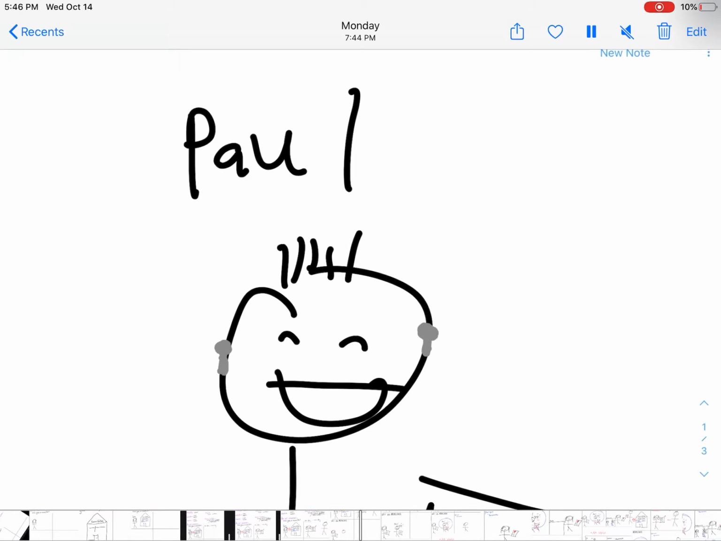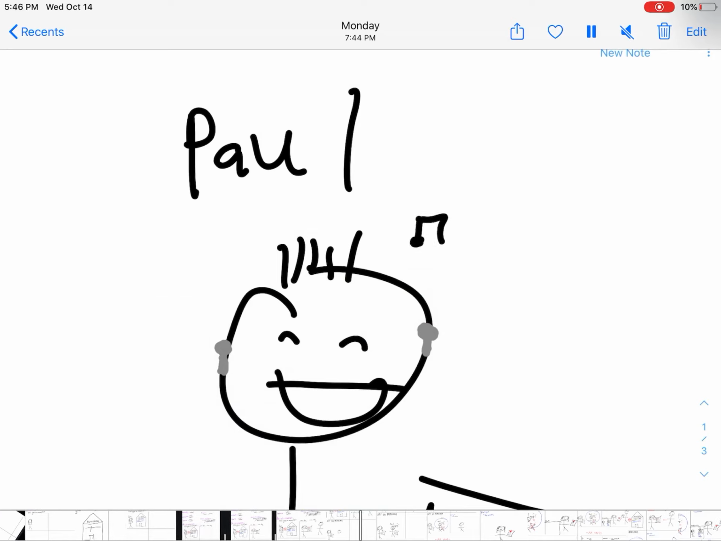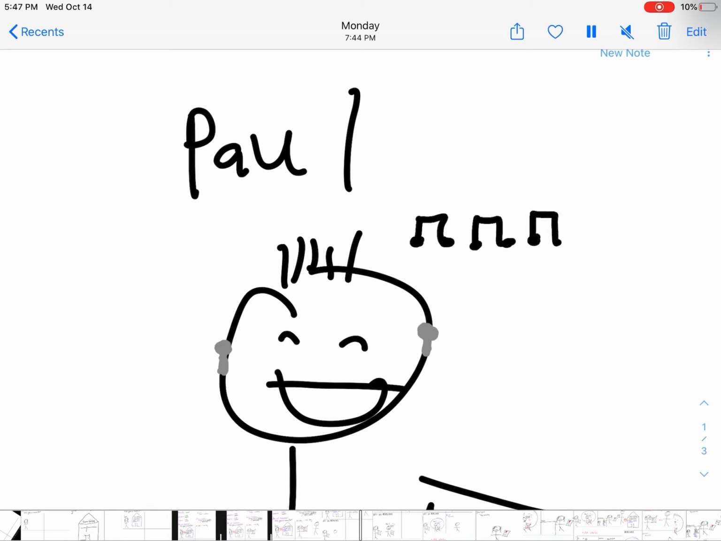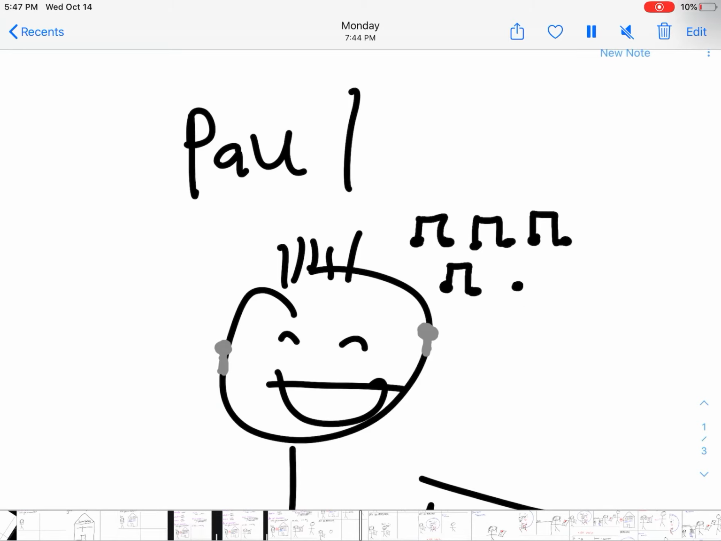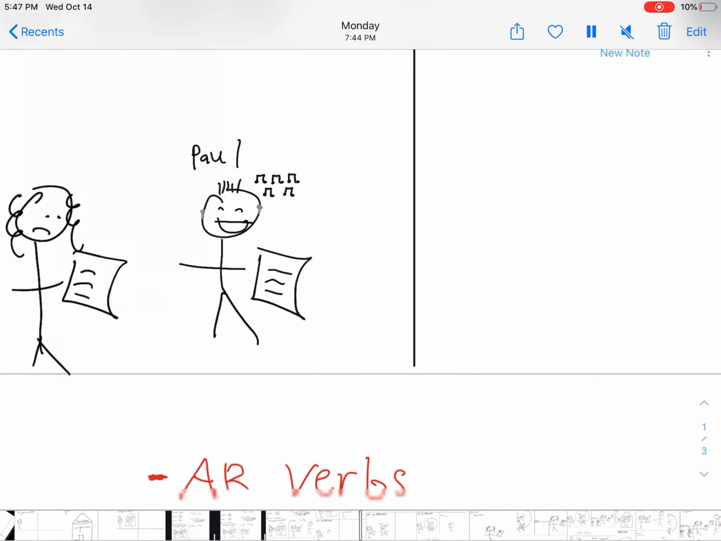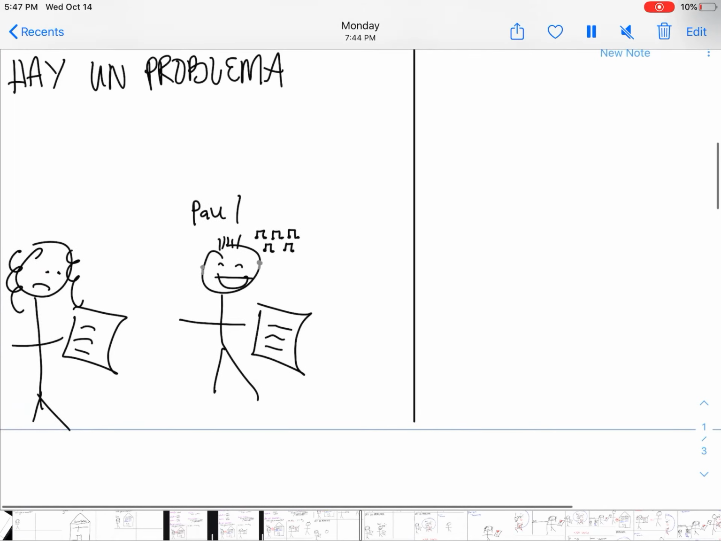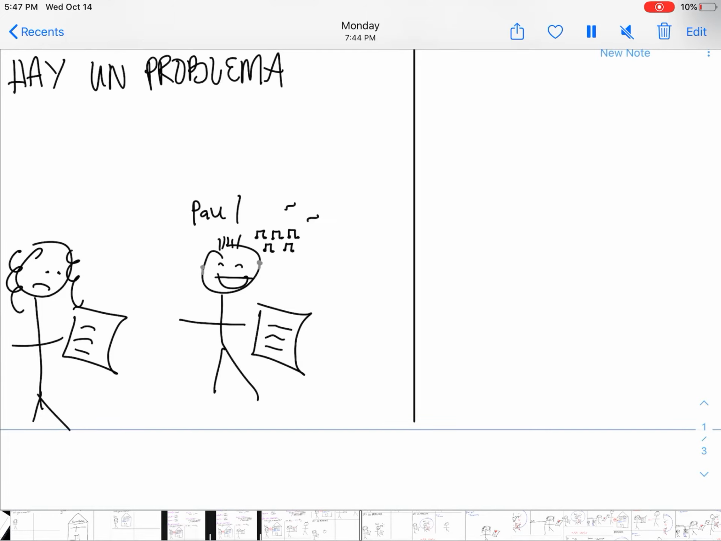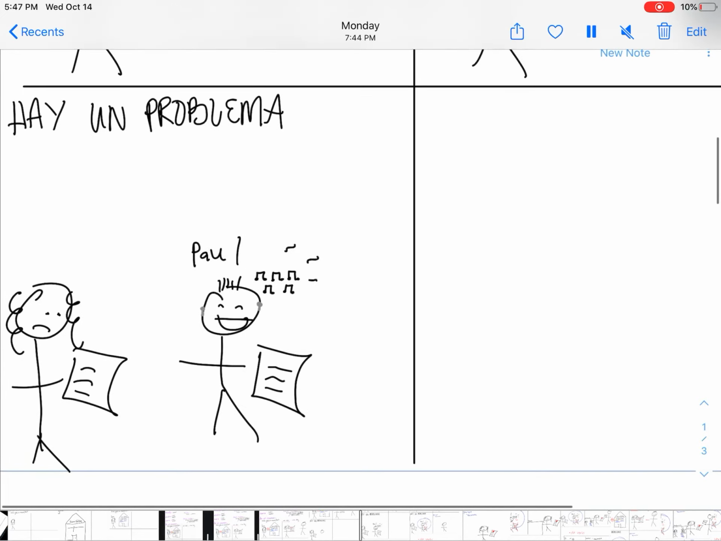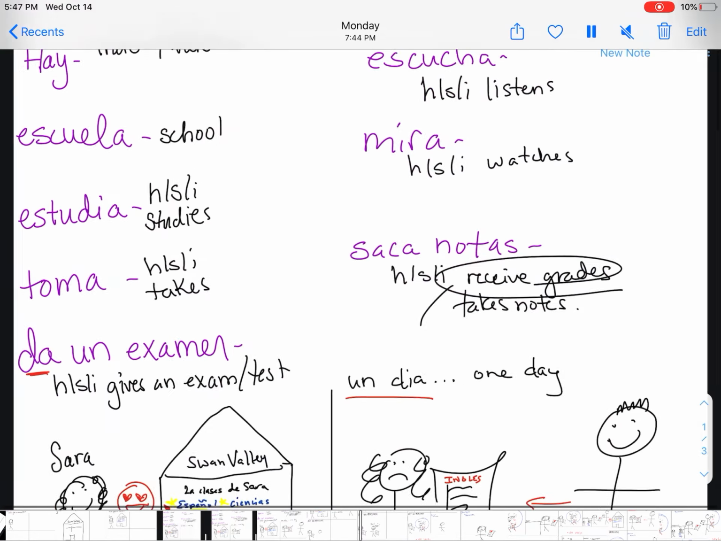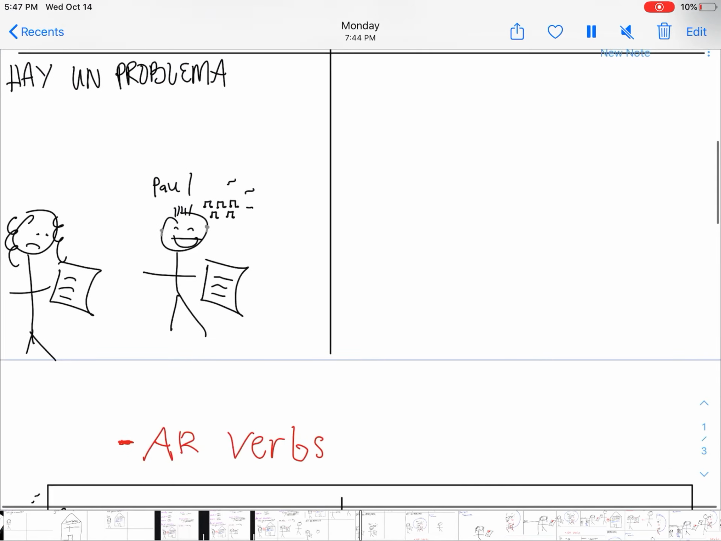y es una distracción a la clase de español. So Sara escucha Paul, right? Paul canta, so he sings actually. Paul canta. Sara escucha a Paul. Sara mira Paul durante el examen.